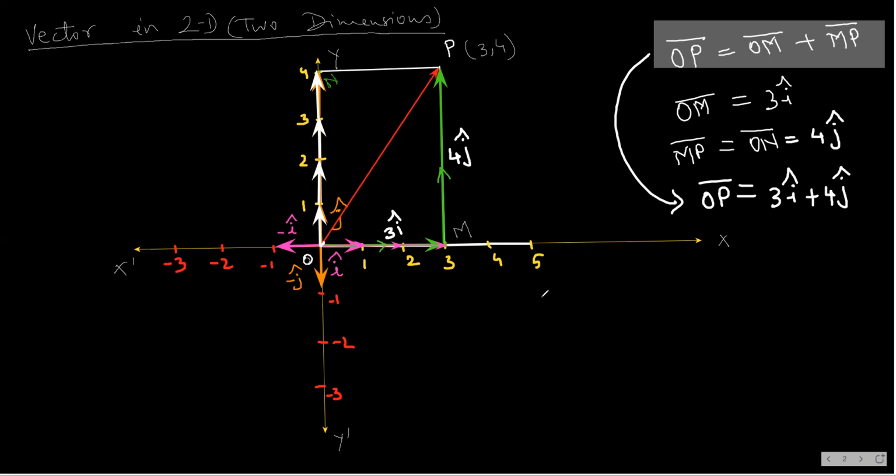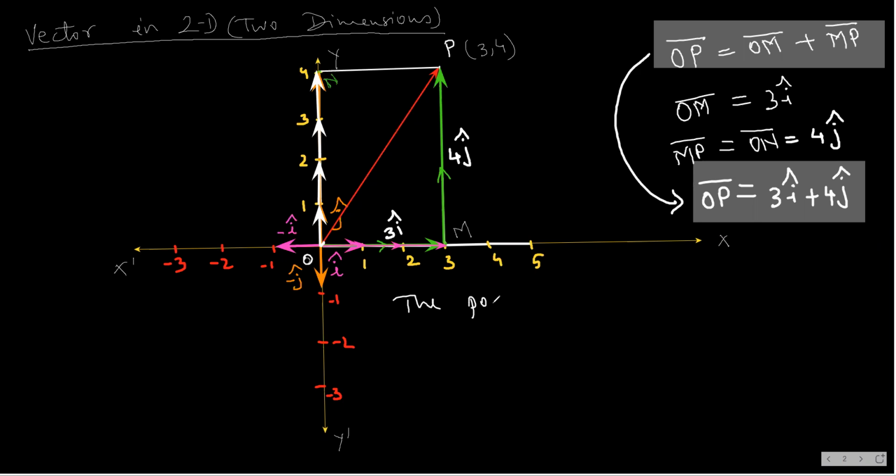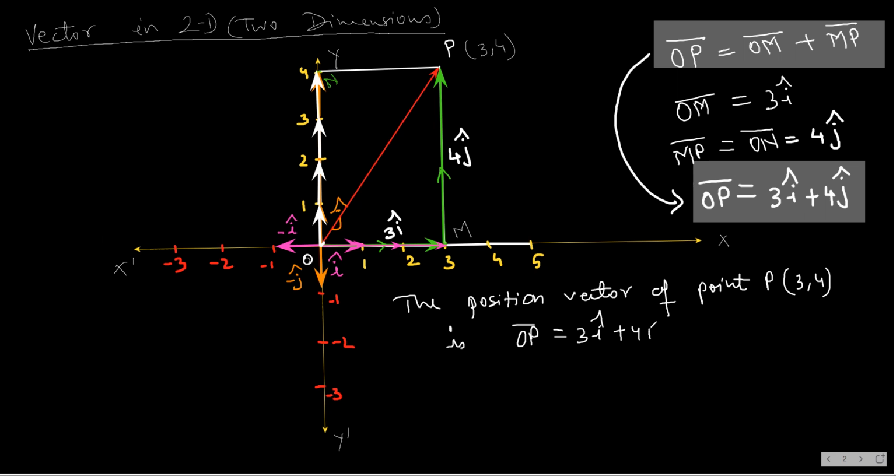So from this, what I conclude, look at this. If a point is in two dimensions, the conclusion here is that OP bar is nothing but the position vector of point P with respect to O. So you will write the position vector of point P (3, 4) is OP bar equals 3 i cap plus 4 j cap.